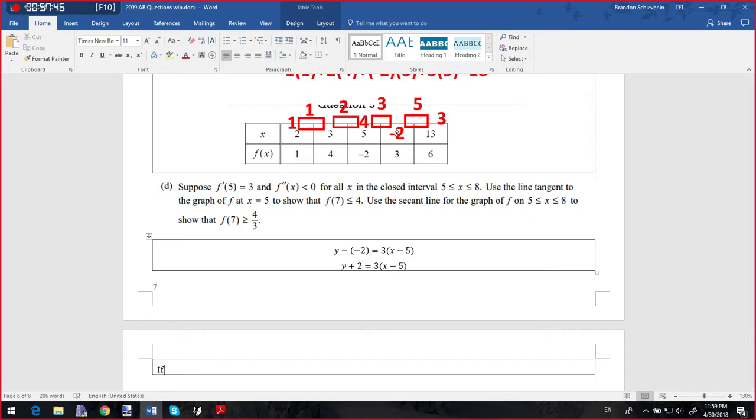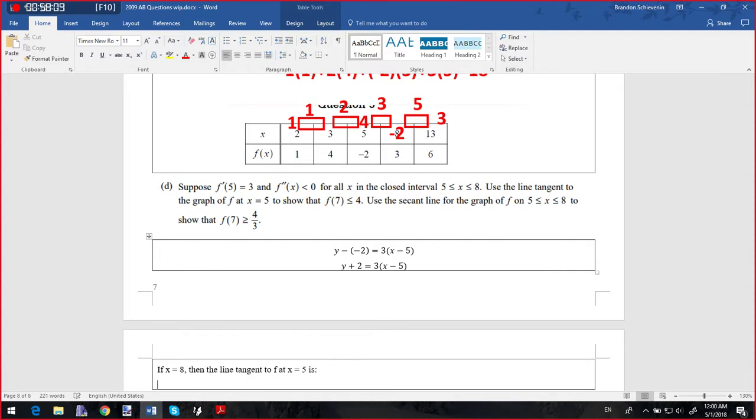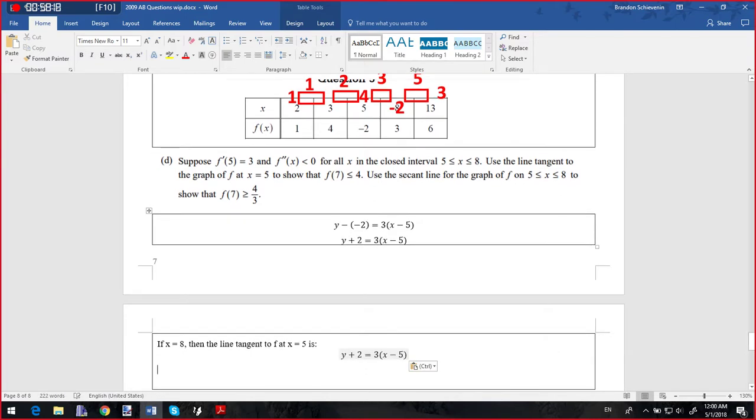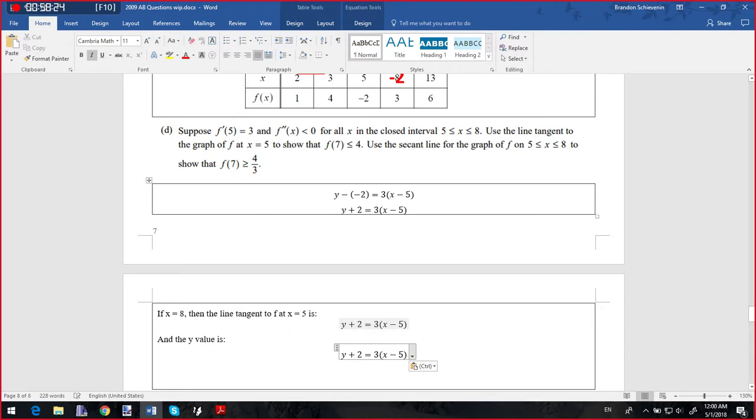So if x equals 8, then the line tangent to f at x equals 5 is this. And the y value is what happens when I plug in x equals 8. Okay, so I'm going to solve for y.